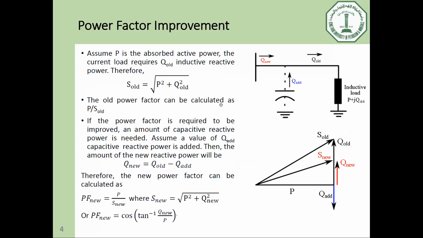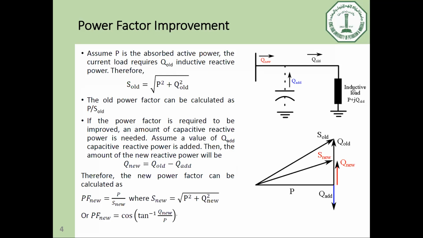Power factor improvement. Why do we need to improve power factor? Let me describe an example for you. Here we have an inductive load. This inductive load consists of part of active power and part of reactive power. So assume we have P plus jQ, and we will call this part Q old. Q old refers to reactive power before compensation. Okay, guys?